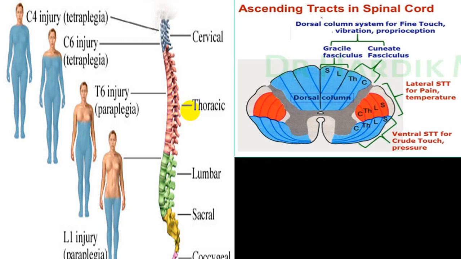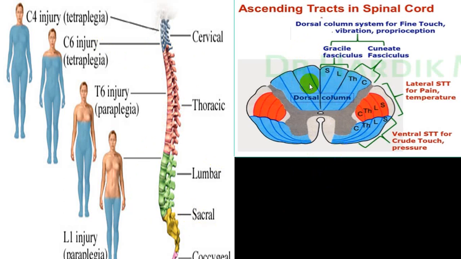So if we get damage in the lower part of the thoracic vertebra, we'll have a paraplegia. If we get damage above the C5 vertebra, we'll have a quadriplegia. And if we get damage between T1 to T12 vertebra, we'll have paraplegia. So this will be important as far as damage to the spinal cord is concerned. Then we'll be taking separate segments and the different types of presentation.